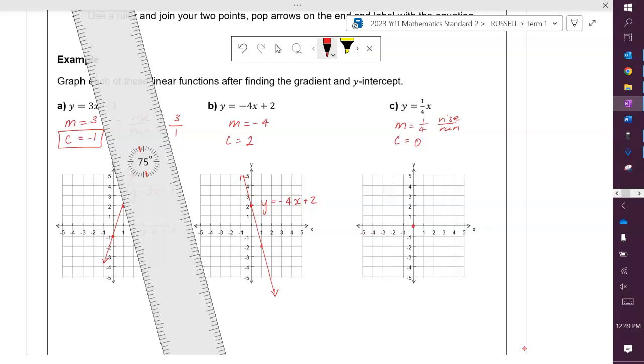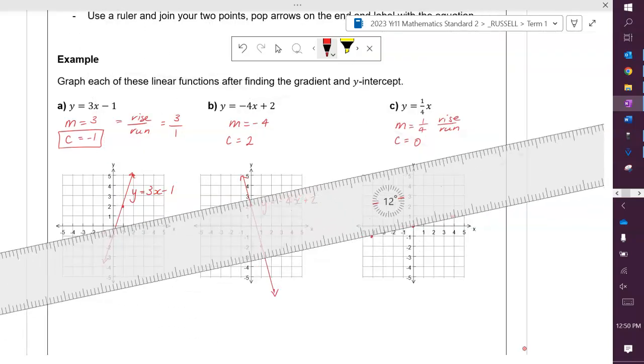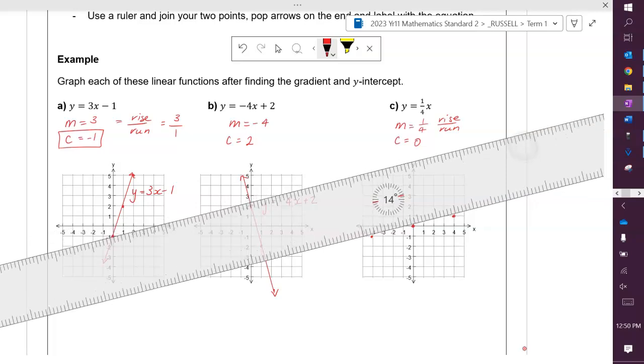This one here is a rise of 1 and a run of 4. So 1, 2, 3, 4. Now I'm going to go back this way so I don't run off the graph. So I'm just going to go opposite. So this one I went up, so I'm going to go down. 1, 2, 3, 4. So you can see it's a very shallow line, or not a steep line.